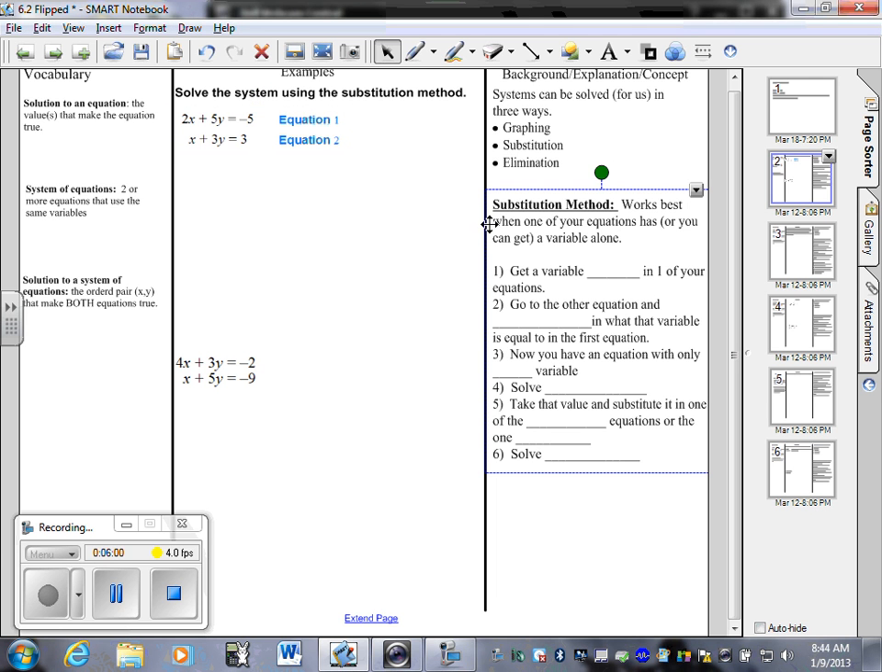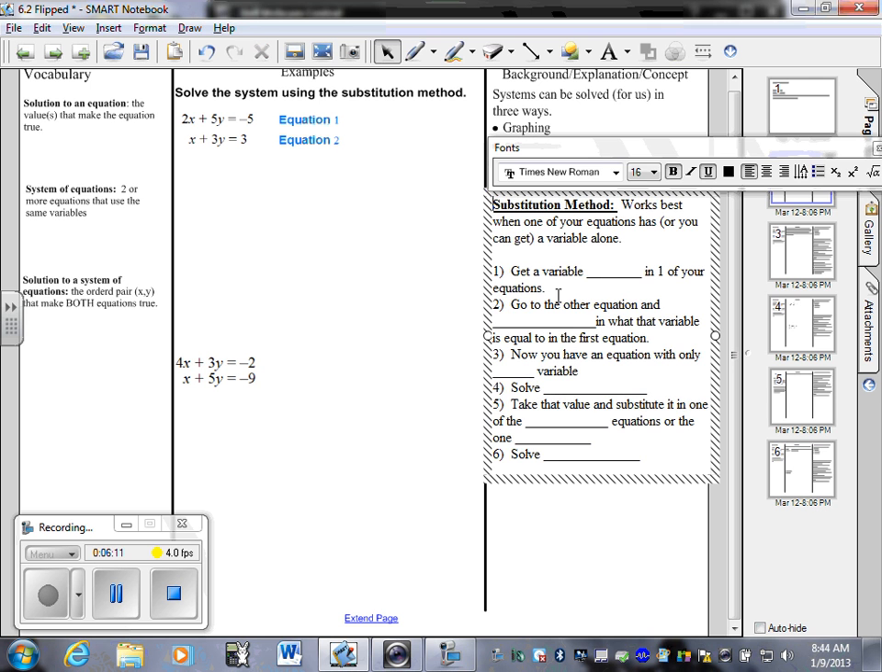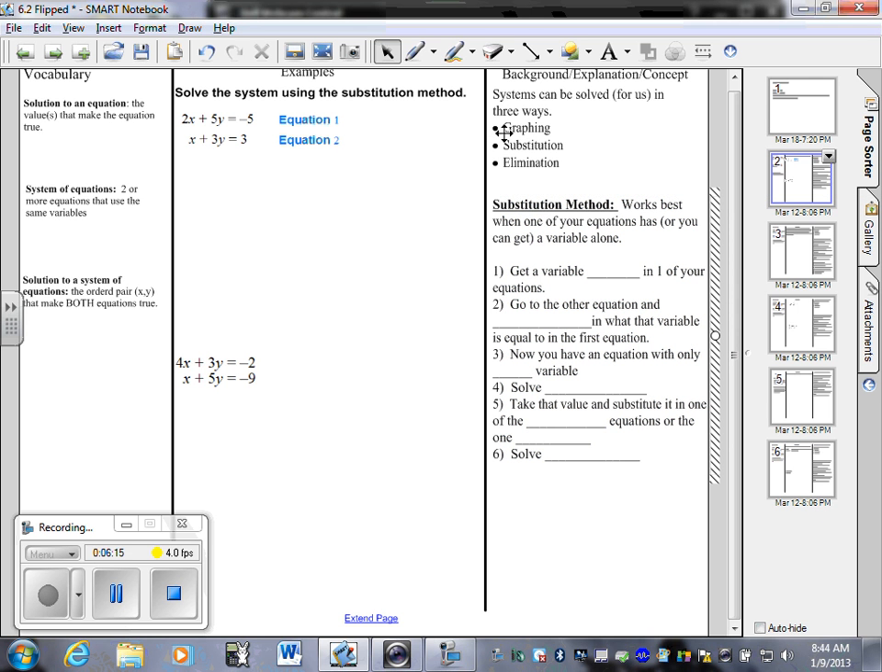Substitution works best when one of your equations has a variable alone, which it doesn't over here, or you can get one, which is what we're going to have to do. We're going to have to get one of the variables alone. Our first step is going to be to get a variable alone. So, we need to be writing alone. We need to get a variable alone in one of your equations.